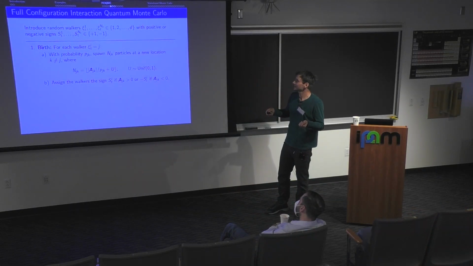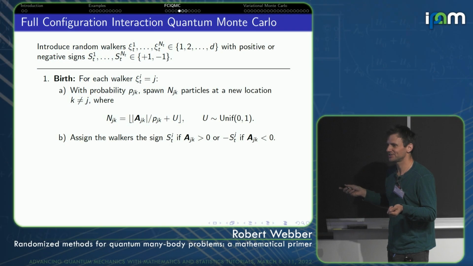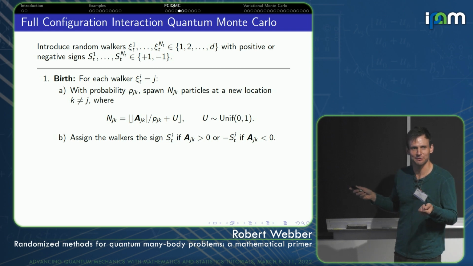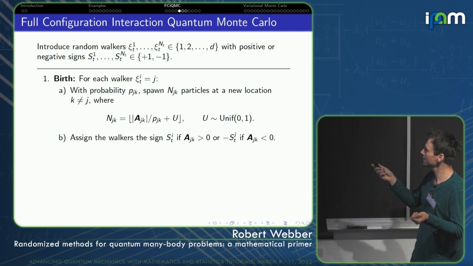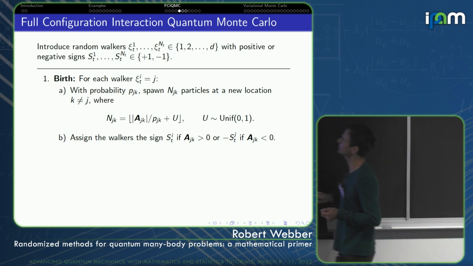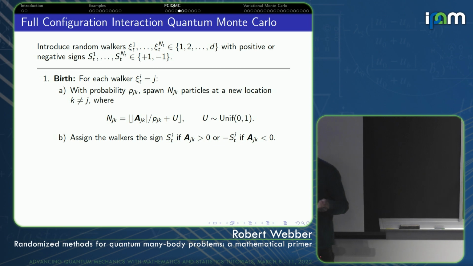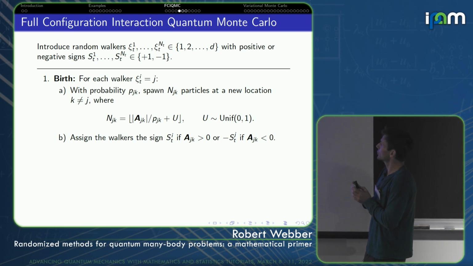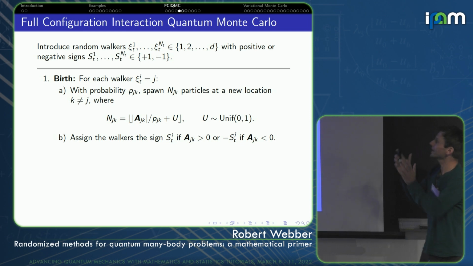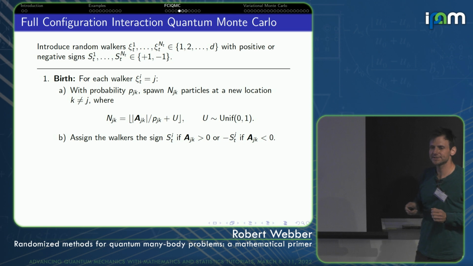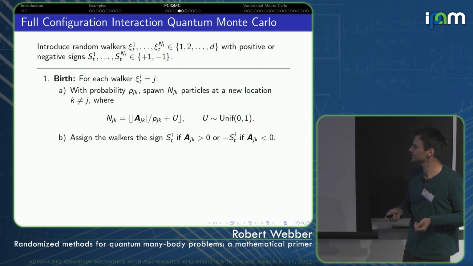They interact in a game of birth, death, and annihilation, which was just a fabulous name for a paper that introduced this method to the world. Birth means that for each walker who is currently occupying j, you're going to, with some probability p_jk, spawn a random number of particles at a new location k. And what is the random number of particles?